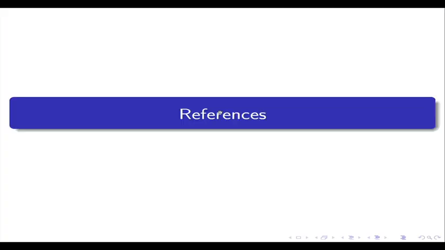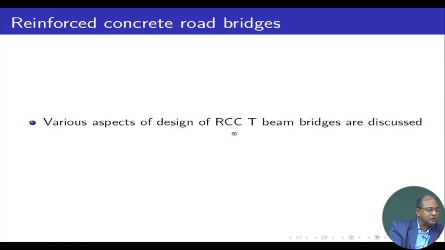Next, finally, we come to the various aspects of design of RCC T-beam bridges that we have discussed in the last few classes. Though we could not solve the problem in detail, I have given the basic insight and basic principles. We shall submit the complete solution of at least one bridge, so that you can understand the different aspects: how to design the slab, the cantilever part, the girder, and how to calculate with the simple method.